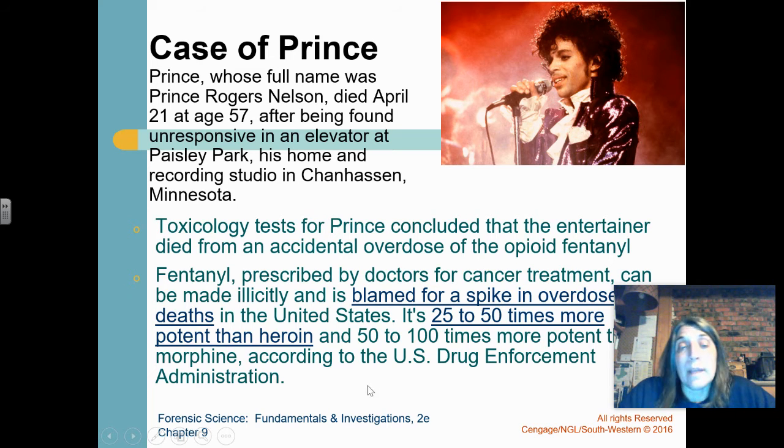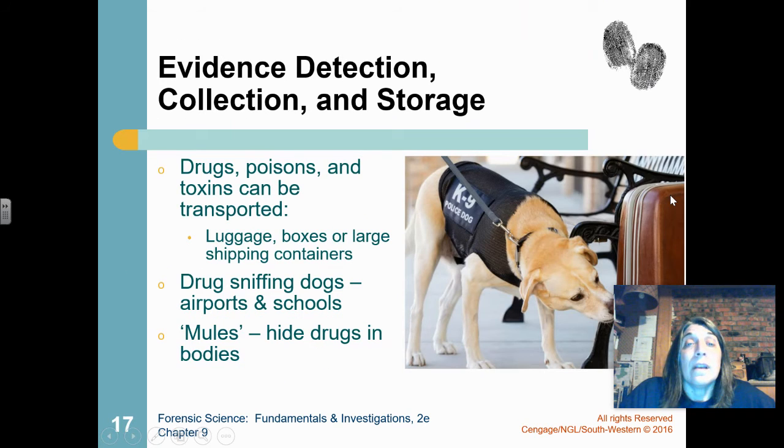And just a little FYI about fentanyl, it's prescribed by doctors for cancer treatment. It can be made illicitly and is blamed for the spike in overdose deaths in the United States. It's 25 to 50 times more potent than heroin and 50 to 100 times more potent than morphine. So it's a pretty dangerous drug, and a lot of people are addicted to it.